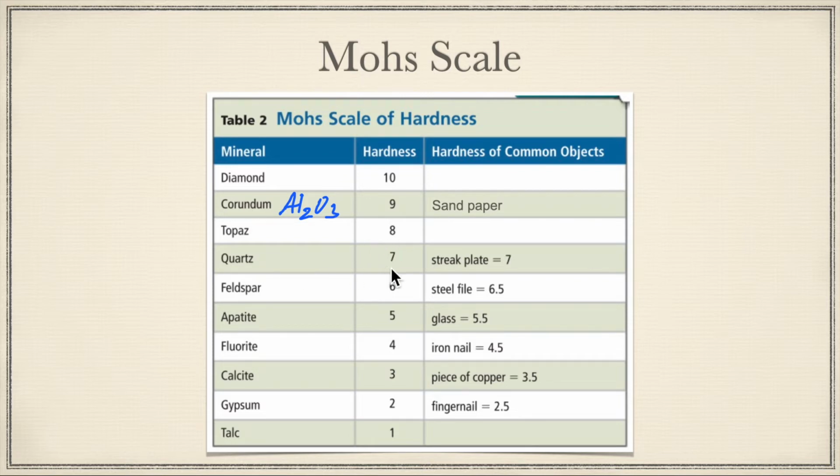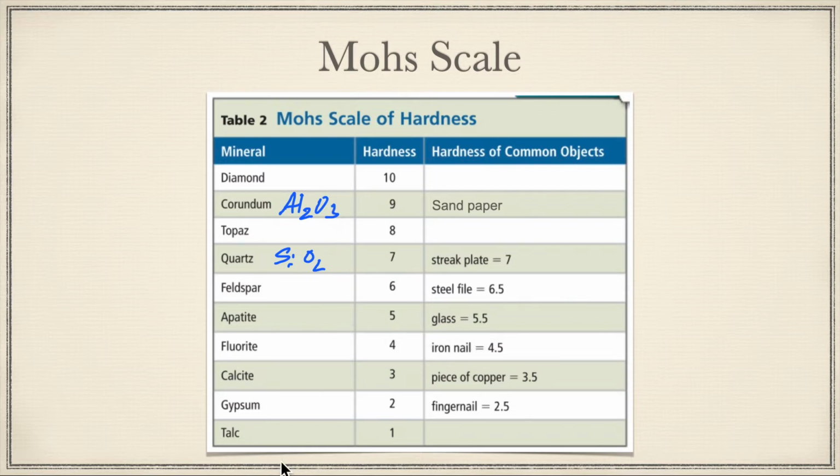Topaz, which is an 8. Quartz, which is silica dioxide, is a 7. Also, a porcelain streak plate is a 7. Feldspar is a 6. A steel file or a good steel knife is about 6.5. Apatite's a 5. Glass is 5.5.